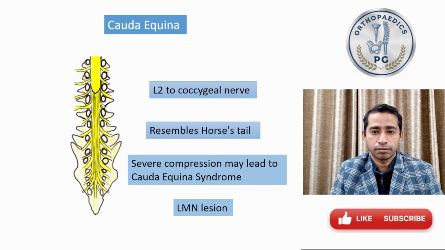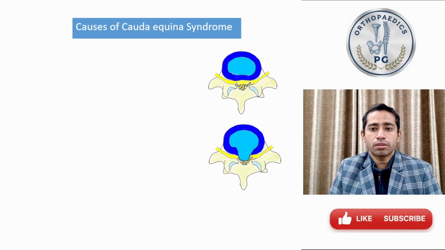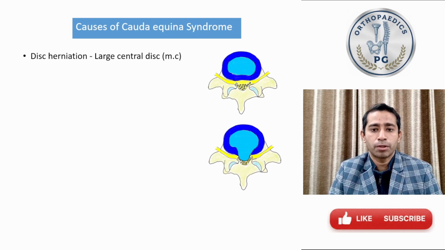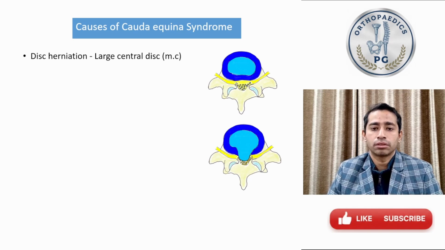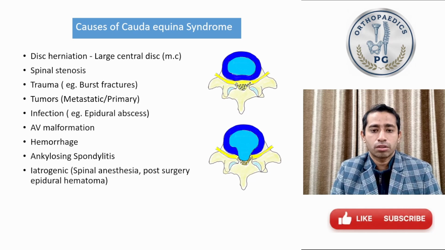these nerve roots. Coming to the causes of Cauda equina syndrome, the most common cause is a large central disc herniation compressing the Cauda equina nerve roots. The most common location for this is L4, L5 and L5S1 level. The other causes of Cauda equina syndrome are spinal stenosis, trauma, tumors, infection, arteriovenous malformation, hemorrhage, ankylosing spondylitis, and iatrogenic Cauda equina following spinal anesthesia or following spinal surgery.